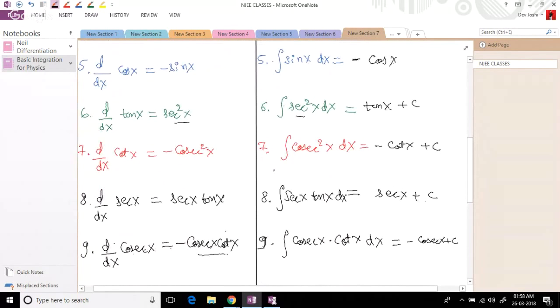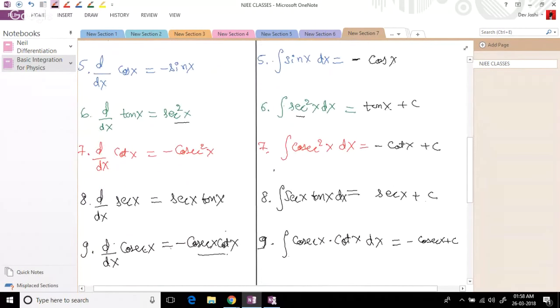Differentiation of cosec x is equal to minus cosec x cot x. So integral of cosec x cot x is equal to minus of cosec x plus c. Clear? So all these formulas are pretty important. You should just go through them once and revise them properly. Okay. So let's proceed on to the numericals on the basis of that.